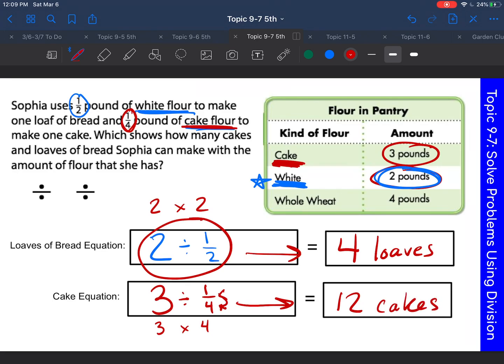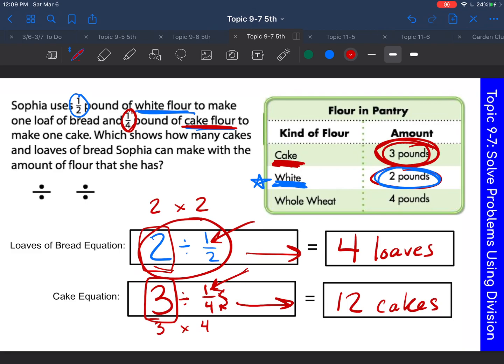Okay, so all we were doing was how many half-pound loaves of bread can we get out of 2 pounds of flour, and how many 1/4 pound cakes can we get out of 3 pounds of flour. So again, for both of these, you were starting with the whole number because that's what we had. And we were trying to figure out how many fractional amounts you can get out of that. So you can get 4 loaves and 12 cakes.